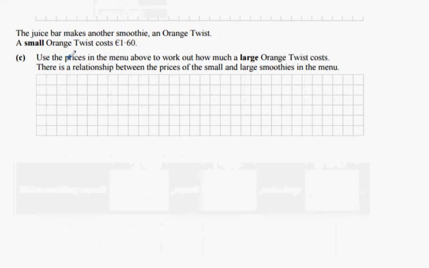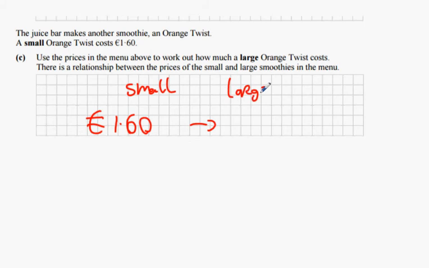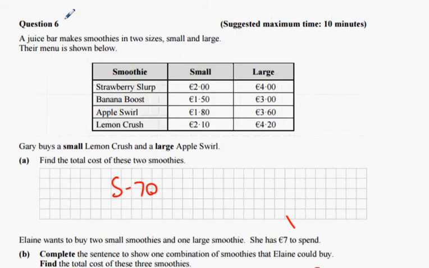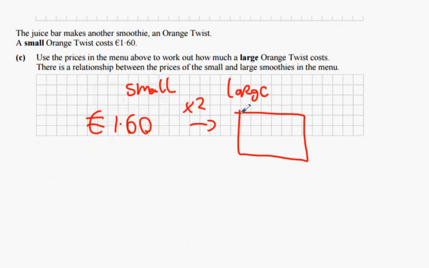Now, use the prices in the menu above to work out how much a large orange twist costs. There is a relationship between the price of small and large smoothies in the menu. Okay, so a small orange twist is €1.60, and we have to find out how much the large one costs. So how much does it go from small to large? We don't know just yet, but it follows the same trend as before. So we're going to have a look. It's twice as much. If you look at the large, each large one costs twice as much as the small one. So therefore the orange will follow the same trend, multiply by 2, so that orange twist will be €3.20.